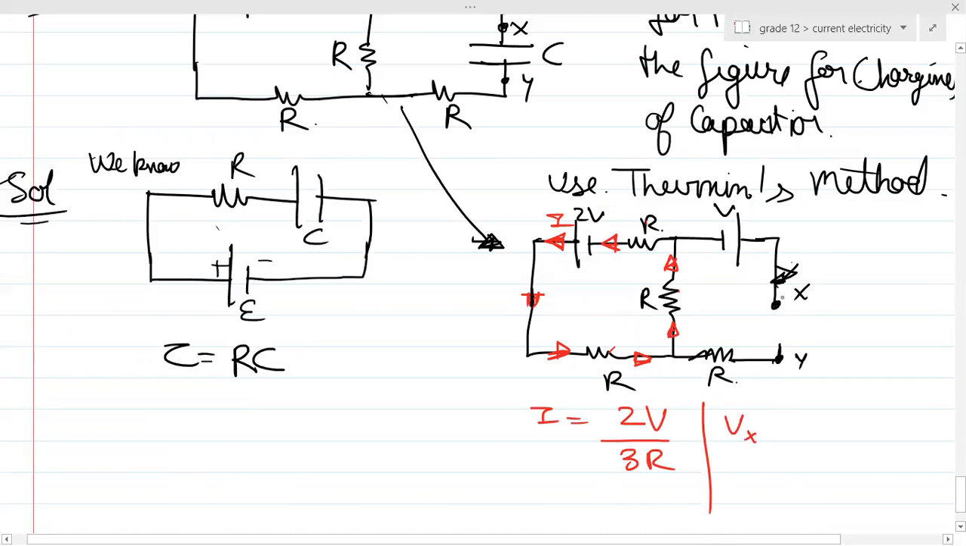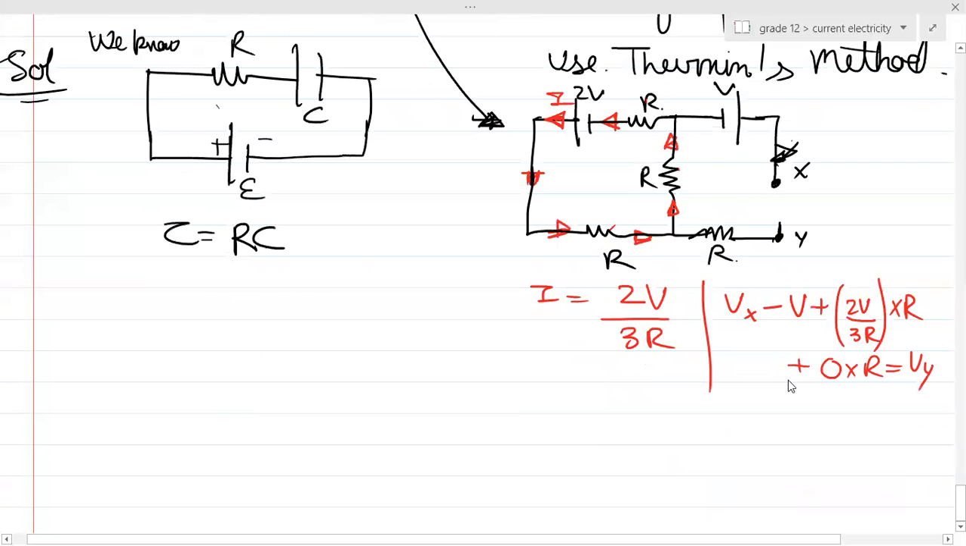So Vx minus V plus I into R plus 0 into R is equal to Vy. Why do I write this 0 into R? So that you will understand this particular thing. Whenever no current is there, I write 0.